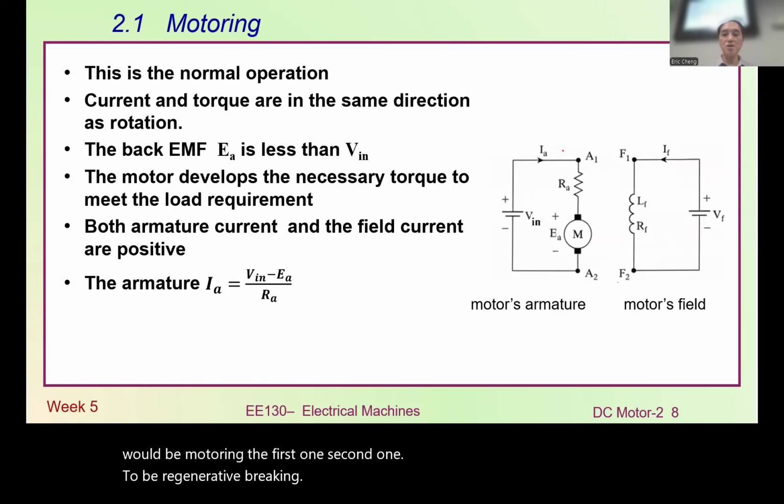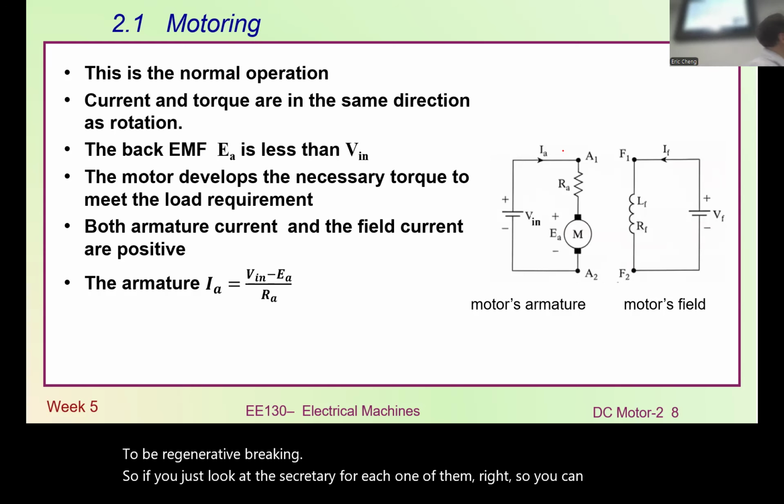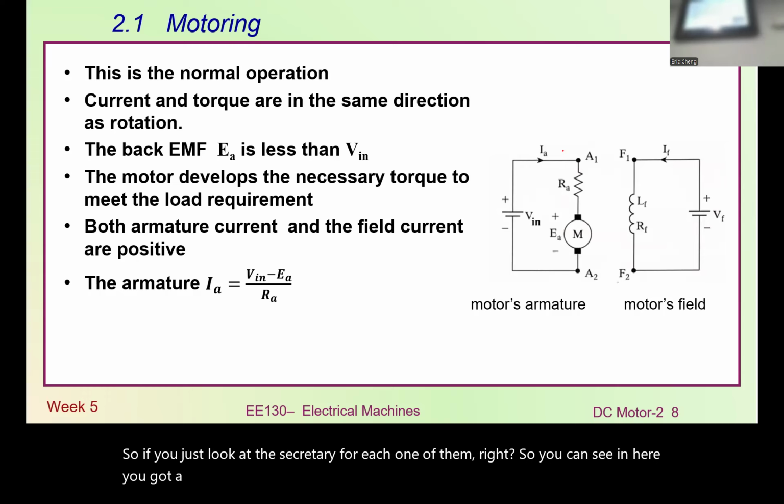So let's look at the circuitry for each one of them. You can see in here, you've got a basic operation. We look at the DC source, apply the voltage to a motor. So that's how you operate. That's the most basic operation.